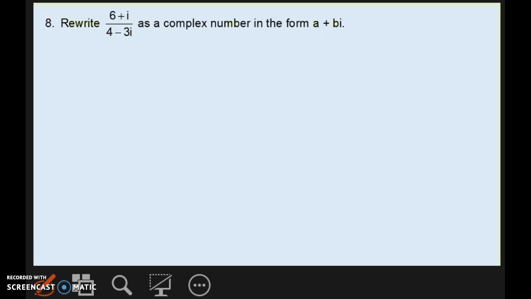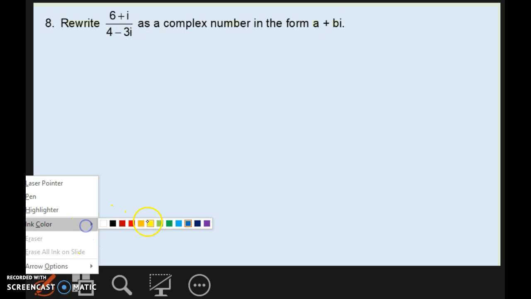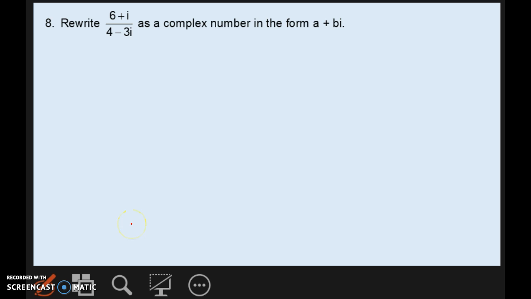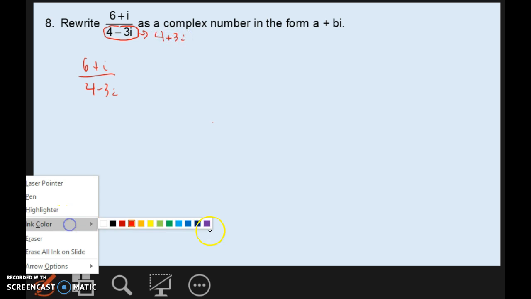Another example of this type. Here we have a problem that's very similar: 6 plus i divided by 4 minus 3i. Again, the first thing I want to do is identify what my conjugate is. The conjugate of 4 minus 3i would be 4 plus 3i. So I'm going to do the multiplication here.